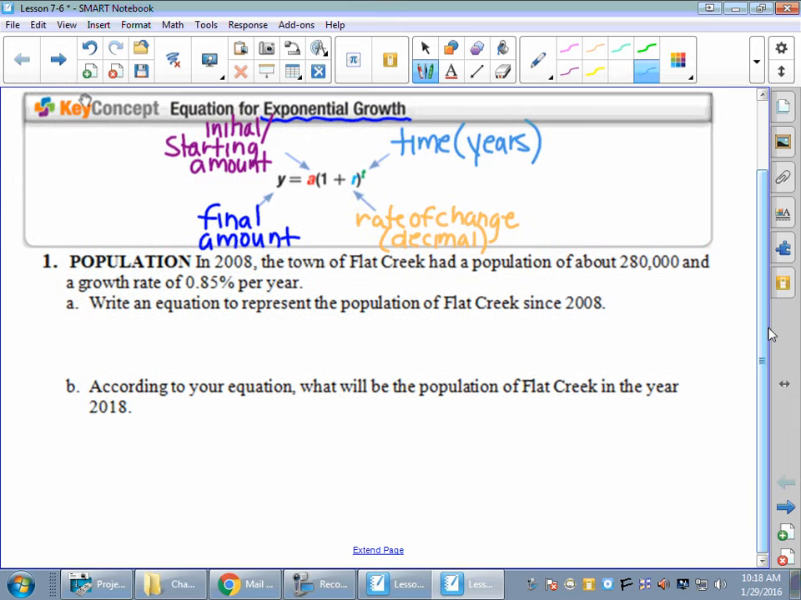In 2008, the town of Flat Creek had a population of about 280,000 and a growth rate of 0.85% per year. First of all, they have to tell you that it's growing because that's kind of an important thing. It says write an equation to represent the population of Flat Creek since 2008. So first of all, 280,000. That's what the population was when we start this problem. So that's going to be our A value, our initial or our starting amount.